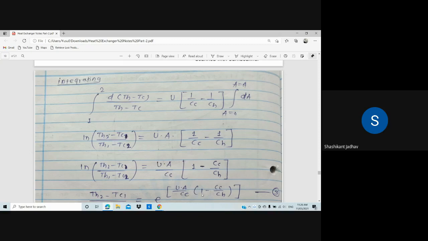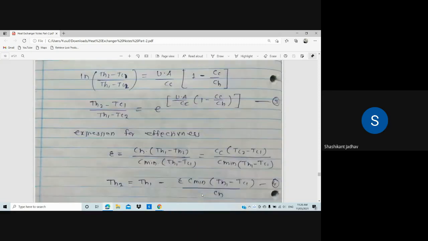All of you write down up to equation number 3. Th2 minus Tc1 divided by Th1 minus Tc2 is equal to e raised to bracket U into A divided by Cc into bracket 1 minus Cc upon Ch, and that is the equation number 3.